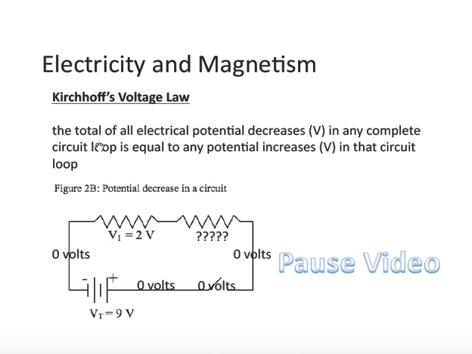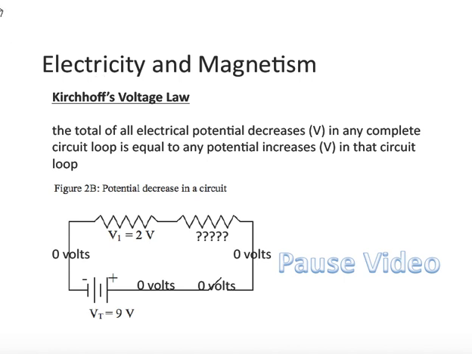But let's read this one more time. The total of all electric potential decreases, this is where the decreases are happening, here and there. The total of all electrical potential decreases in any complete circuit loop is equal to any potential increases. Here's the increase, and there's only one battery. Here are the decreases. How much does this have to be? Pause video now.